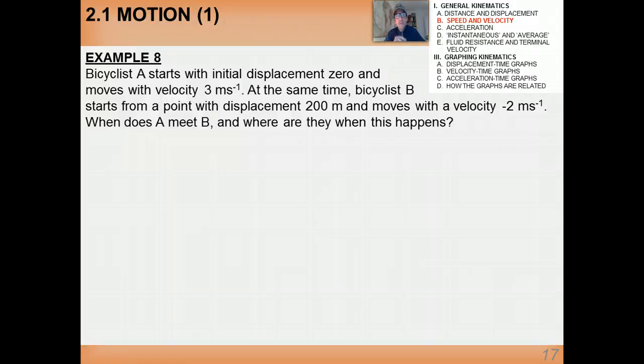Okay, there are 2 bicycles. Bicycle A starts with initial displacement 0, so it's at the origin. It moves with a velocity of positive 3 meters per second. At the same time, way out at 200 meters, cyclist B goes back towards the origin, moving at negative 2 meters per second. When do they meet, and where are they when this happens?